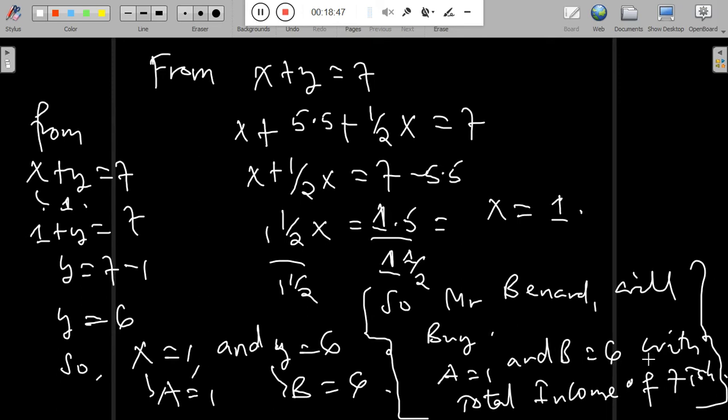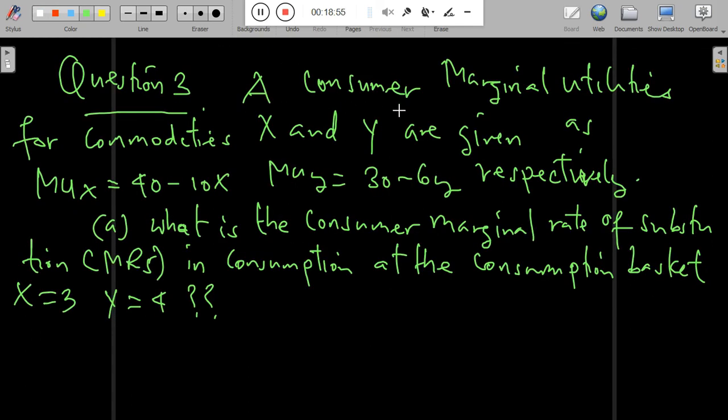So let's look at another example. Question number 3. A consumer's marginal utilities for commodities X and Y are given as marginal utility of X is equal to 40 minus 10X, and the marginal utility of Y is equal to 30 minus 6Y respectively. Now, the question, in part A: what is the consumer's marginal rate of substitution in consumption at the consumption basket of X equal to 3 and Y equal to 4? So we take out the values of the equation.